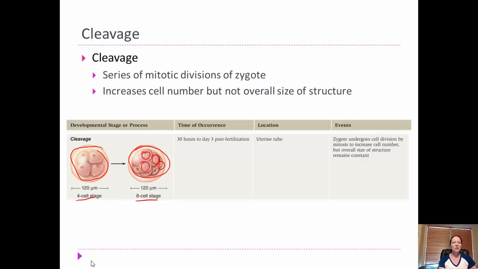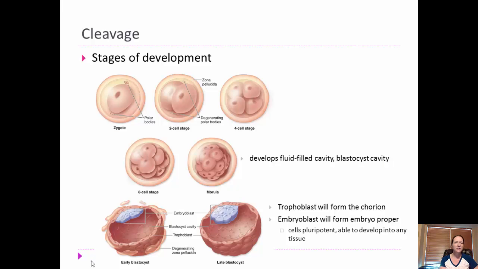And that's when this can actually start to grow in size. So cleavage is going to occur about 30 hours after this whole process is started, up into about 3 days post-fertilization. It really depends, but it's going to go through day 3 post-fertilization. It happens in the uterine tube. Part of it is going to happen inside of the uterine cavity. We'll take a look at that here in a second. So let's take a look at these stages.